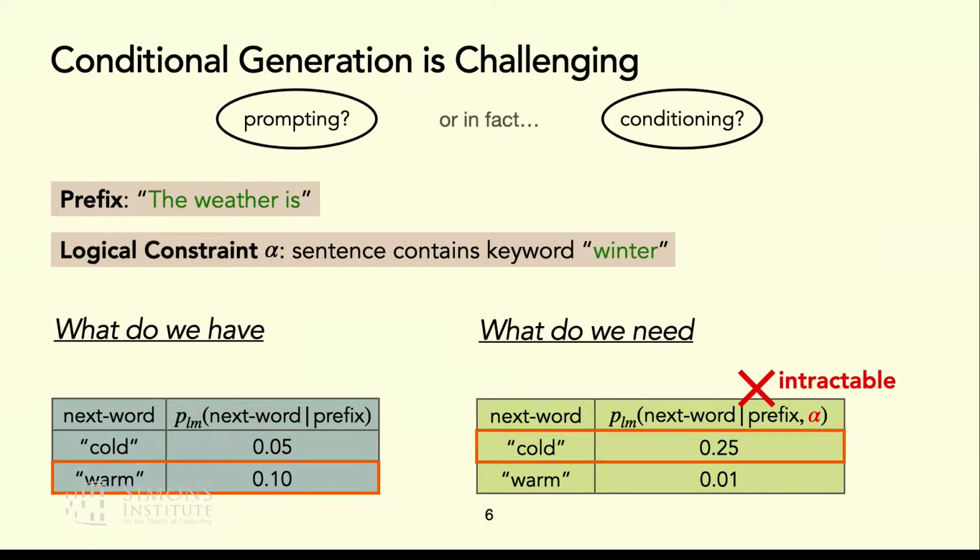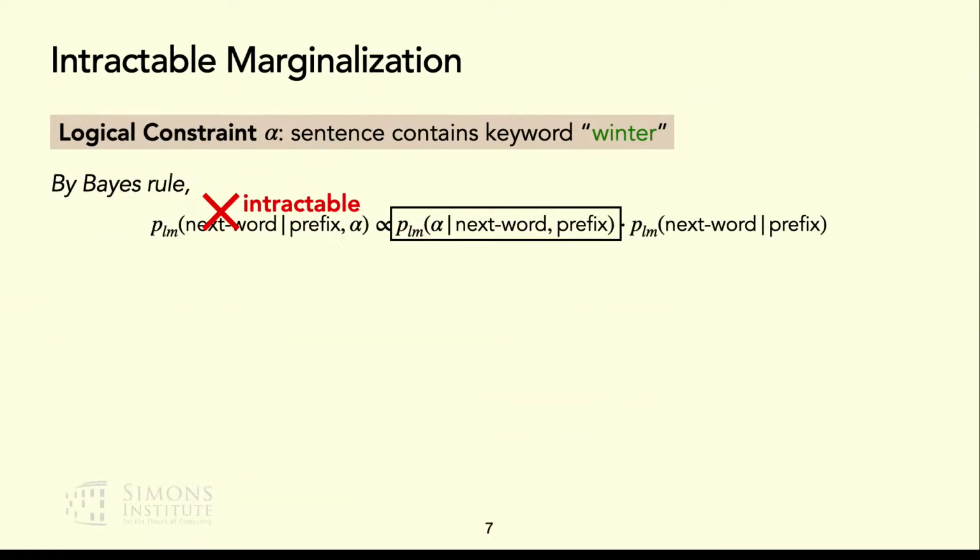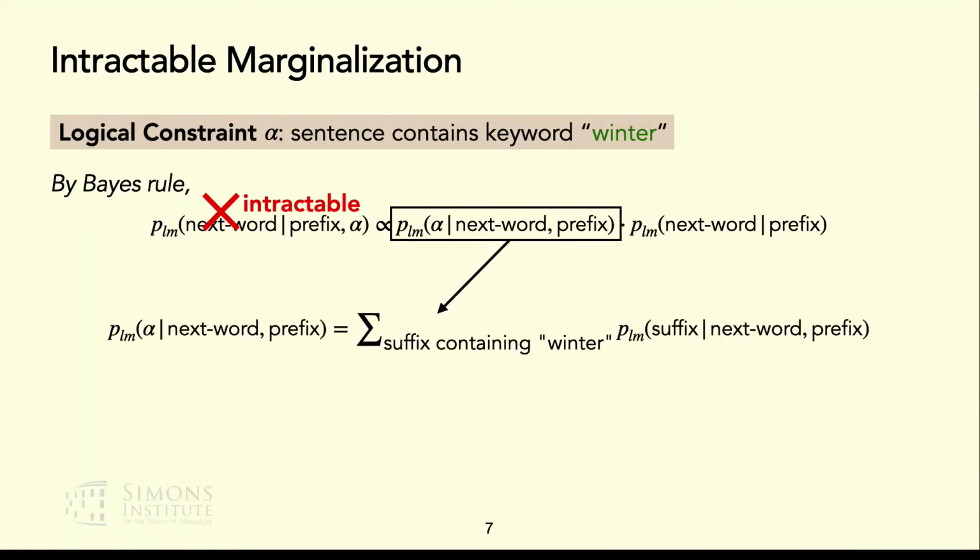But this is intractable for autoregressive models. So why is it intractable? Let's go into the details. By Bayes' rule, this conditional probability can be decomposed into these two terms. The second term here is very simple. It's just the language model next word probability. But the first term here is actually a marginal probability. It's the marginal probability over all possible suffixes that we could generate that contain winter.